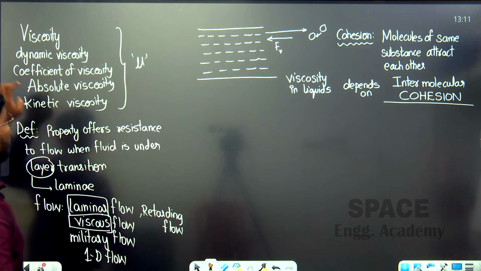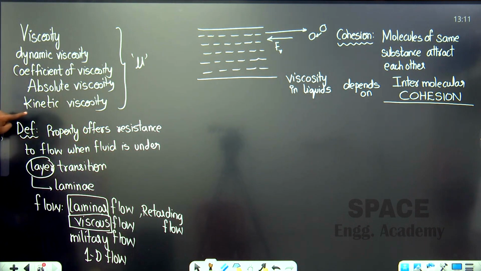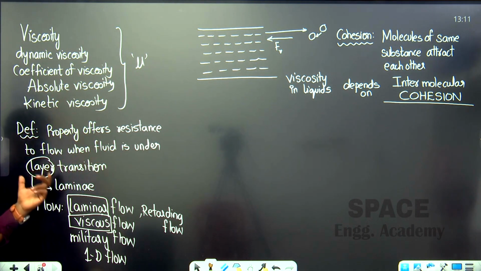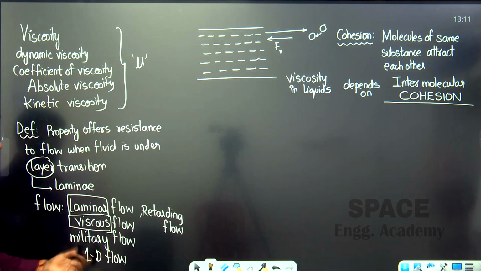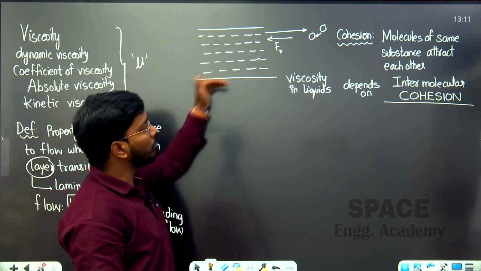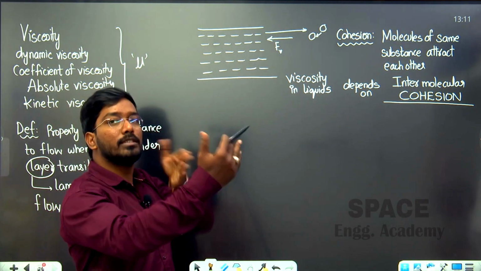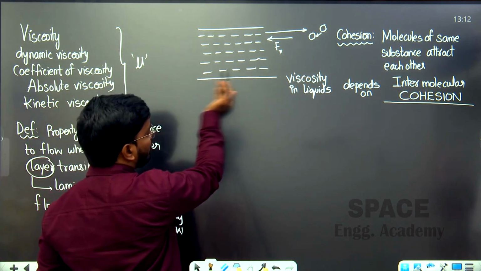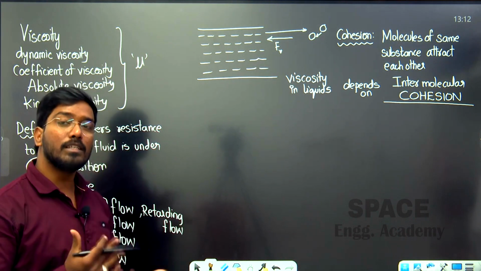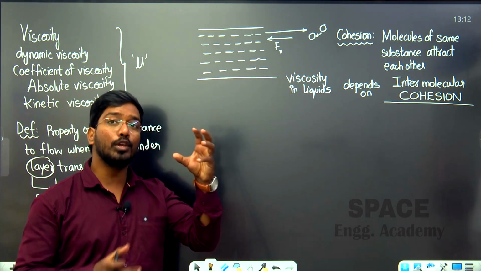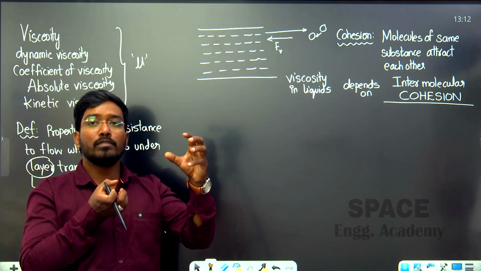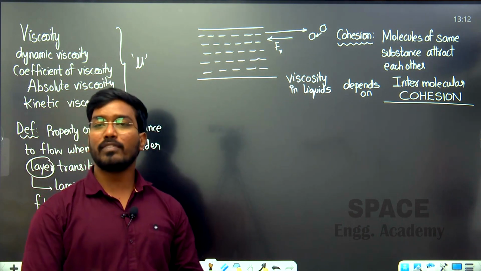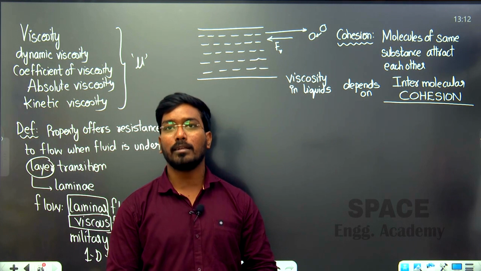What is actually the viscosity name? Viscosity, dynamic viscosity, coefficient of viscosity, absolute viscosity, kinetic viscosity, denoted with symbol mu. What is the definition? Property offers resistance to flow when fluid is under layer transitions, laminar flow, retarding flow, viscous flow, one dimensional flow. When the first layer is in motion, the second layer is giving some resistance, offering some viscous forces. Why do these viscous forces come into existence? Because molecule to molecule attraction is there. That means viscosity in liquid depends upon intermolecular cohesion. Cohesion is a phenomenon with which molecules of the same substance attract each other.